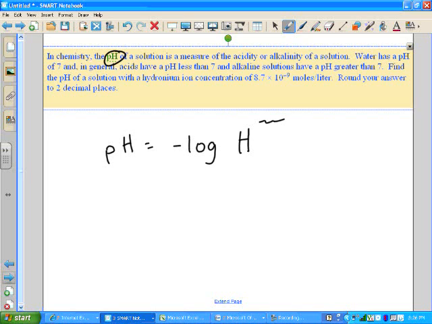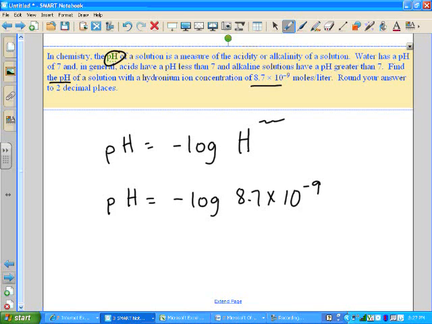Now, in this problem, when I read it here, it says that we have to find the pH of a solution with a hydrogen ion concentration of 8.7 times 10 to the negative 9th power moles per liter. It says round your answer to 2 decimal places. So I'm looking for a pH here. And so really this one's pretty simple. So pH equals the opposite log of 8.7 times 10 to the negative 9th power.